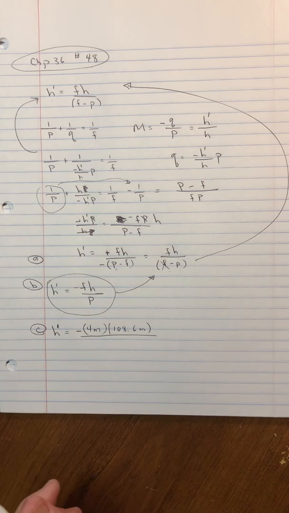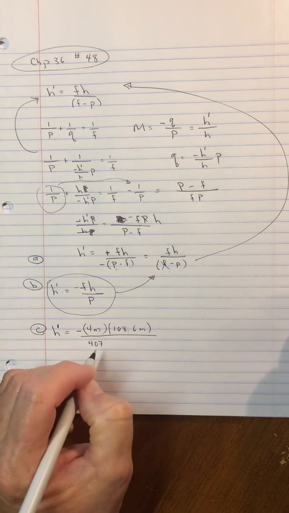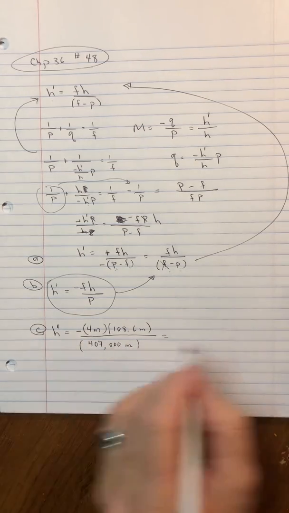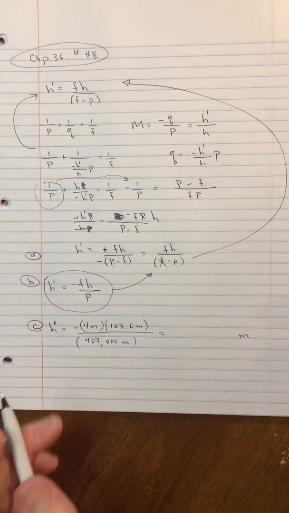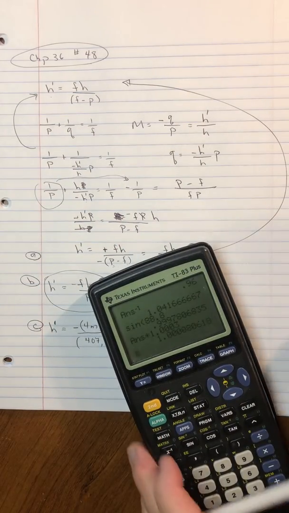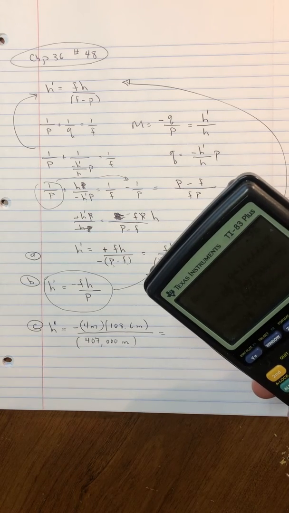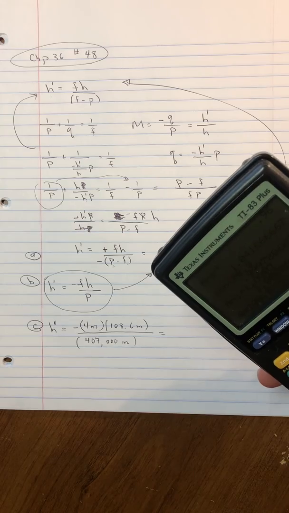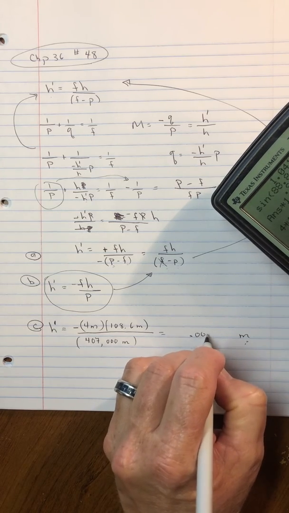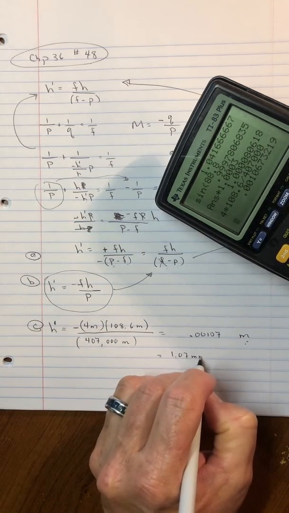And, of course, how far away is it? And they say it has an altitude of 407 kilometers. Let me write that as meters so my units match up. And so we're going to get the height of the image on our film here in units of meters. And so grabbing my calculator here, I have a 4, and then times the 108.6, then divide it by the 407,000, and so this would be 0.00107 meters, or 1.07 millimeters.